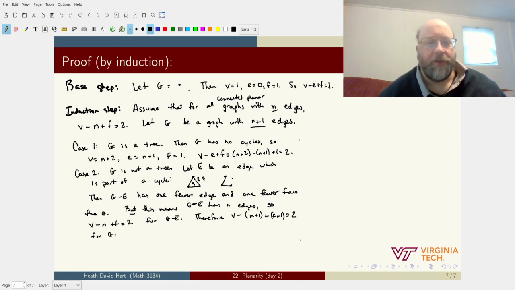And that finishes out the proof. If G is a tree, we didn't even need induction. We just used the fact that vertices is 1 more than the edges, and there's a single face. If G is not a tree, then deleting an edge in a cycle deletes the edge and merges the two faces together. And so we get the formula for the smaller graph without the edge, and then when we put the edge back in, the edges go up, the faces go up, and they go up by the same amount, so we still have conservation of this 2.